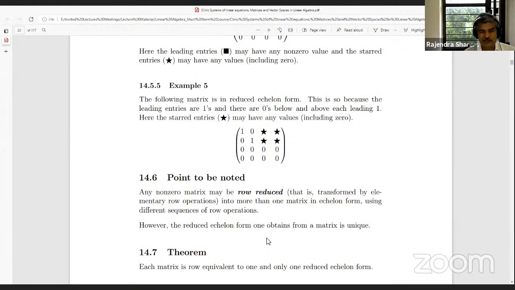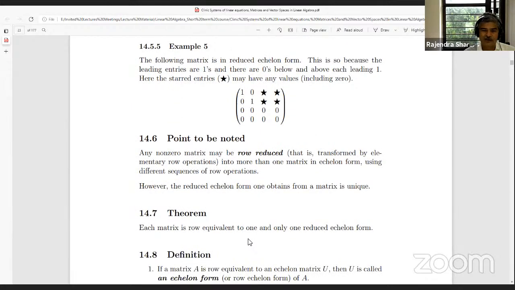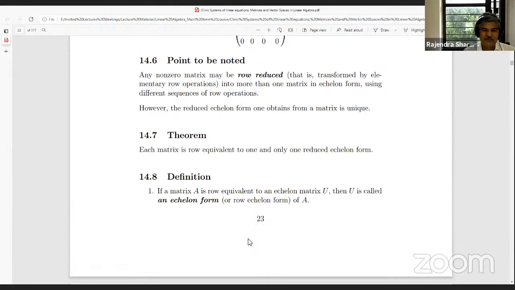So a non-zero matrix may be row reduced, that is, transformed by elementary row operations, into more than one matrix in echelon form. However, the row reduced echelon form is always unique. There is a theorem: each matrix is row equivalent to one and only one row reduced echelon form.